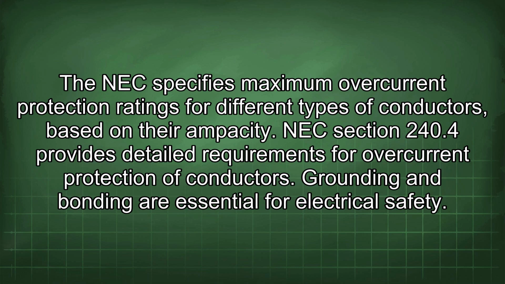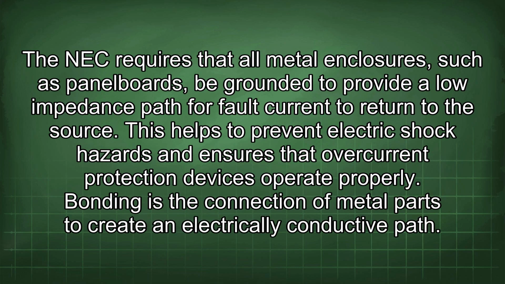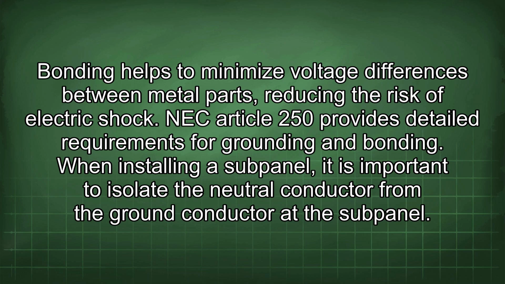Grounding and bonding are essential for electrical safety. The NEC requires that all metal enclosures, such as panel boards, be grounded to provide a low impedance path for fault current to return to the source. This helps to prevent electric shock hazards and ensures that overcurrent protection devices operate properly. Bonding is the connection of metal parts to create an electrically conductive path. Bonding helps to minimize voltage differences between metal parts, reducing the risk of electric shock. NEC Article 250 provides detailed requirements for grounding and bonding.